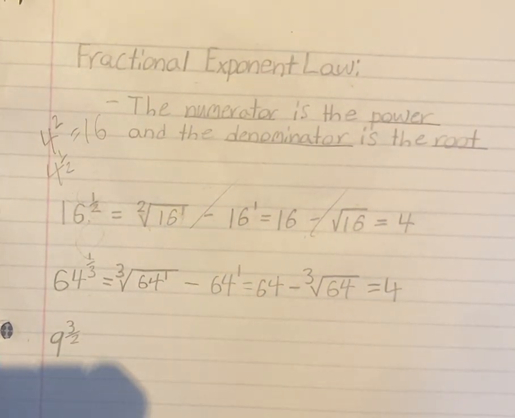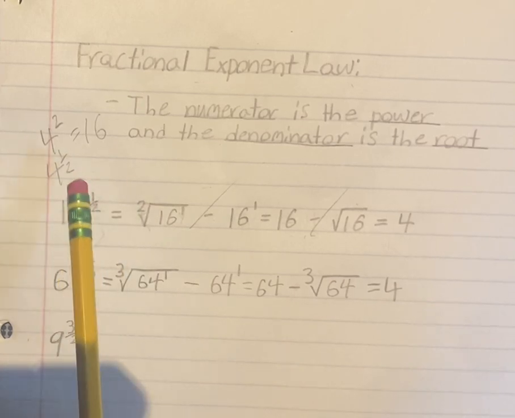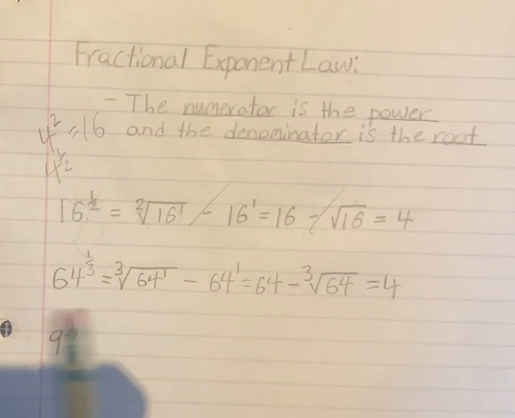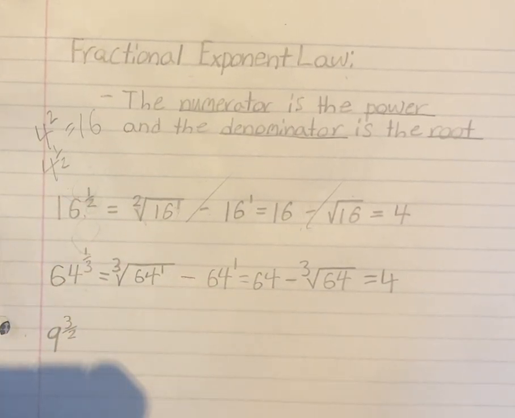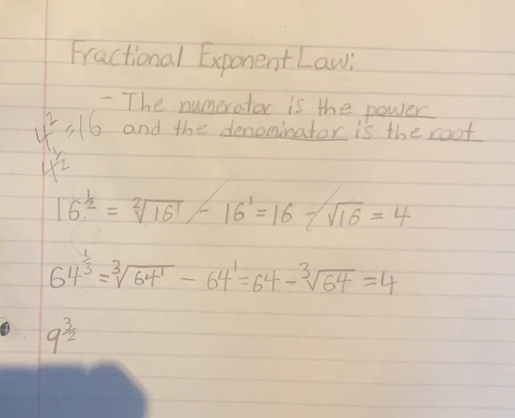Now, I like to just remember that when you have a power of 1 over 2, it's just square root the number. If you have it to the power of 1 over 3, just cube root it, and so on and so forth. So if it's 1 over 4, you just 4th root it. If 1 over 5, just 5th root it. I think I'm saying that wrong, but anyways.